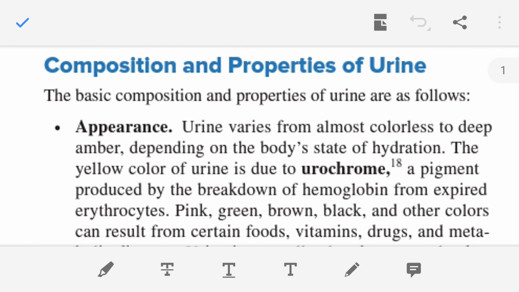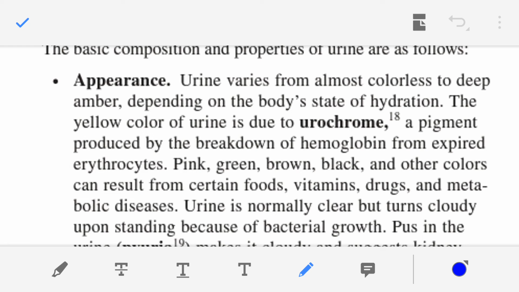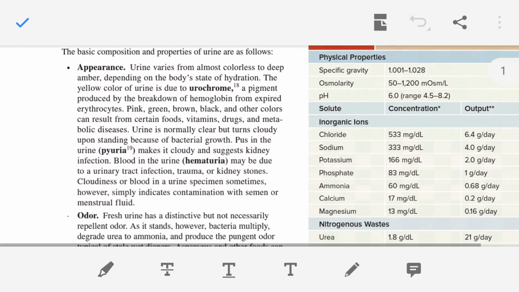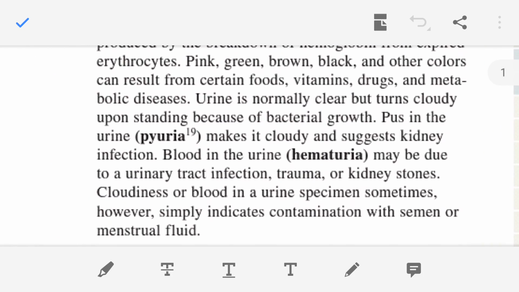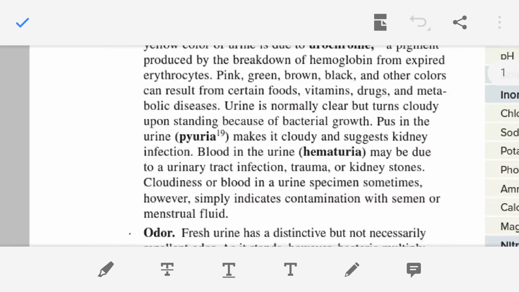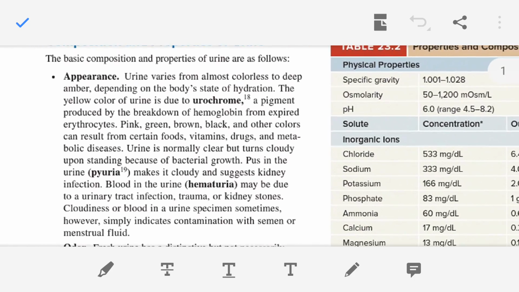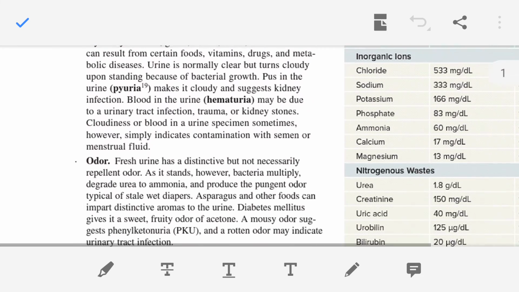Now sometimes the urine color is pink, green, brown, black and other colors, and there are reasons for this. If you are interested, you can read this entire information. You can also read about pyuria, hematuria. So this is about the appearance of urine.